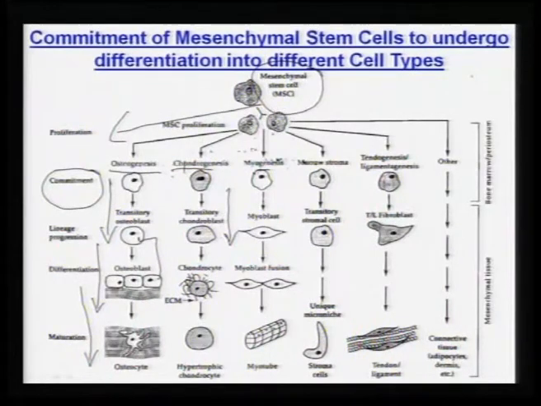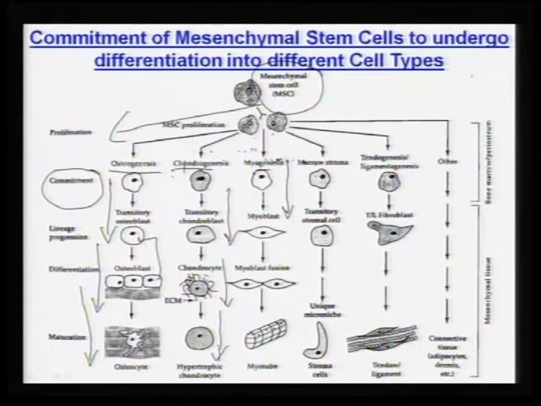I repeat, osteoblasts and osteocytes both are bone cells. However, osteocytes are a more differentiated stage of the osteoblast, therefore they have different gene function. Similarly, in the case of chondrogenesis, you have transitory chondroblast and then chondrocytes, and then hypertrophic chondrocytes. Hypertrophic means, think atrophy, hypertrophy. Hypertrophy means increase in cell size. So when you say hypertrophic chondrocytes, it simply means chondrocyte cells are increased in size.